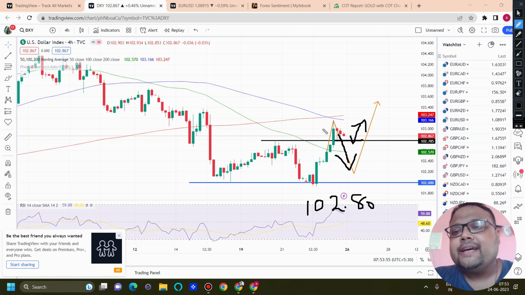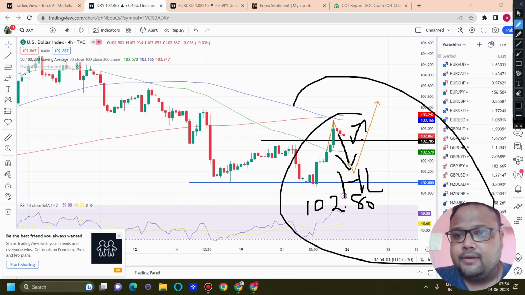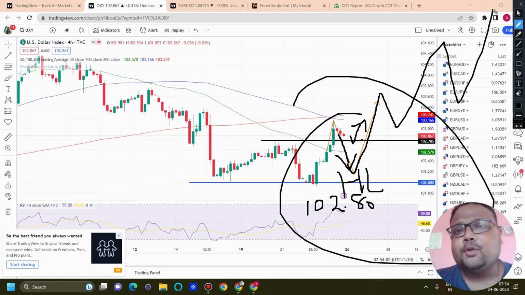Okay, so if DXY comes down also, then there's a high chance that DXY will form a higher low and DXY will try to continue the upside, because no market goes up in a straight line, no market goes down in a straight line. So I think that DXY will form a higher low and will try to continue the upside because fundamentals are pushing right now.